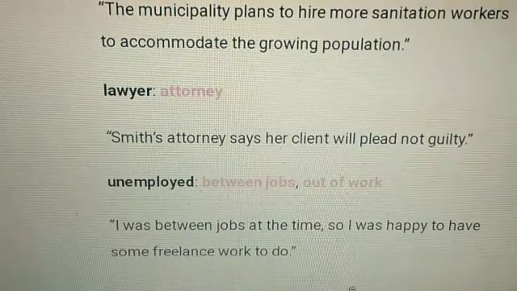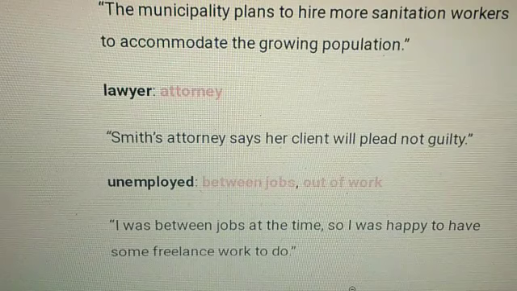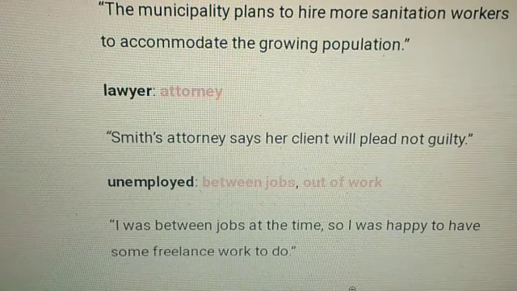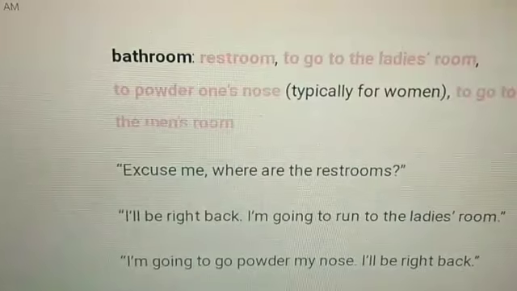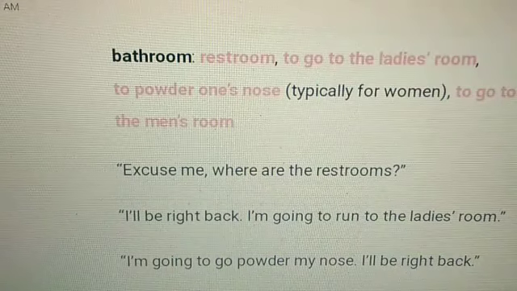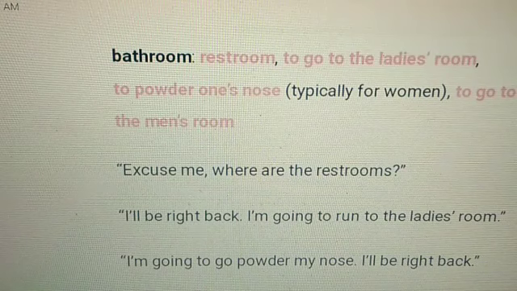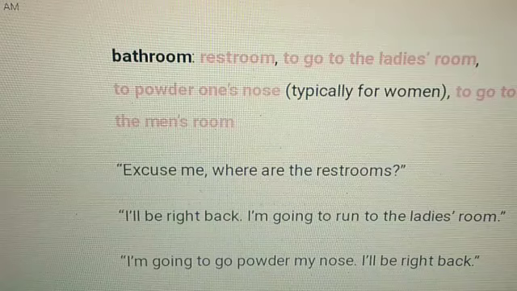Unemployed, between jobs, out of work. I was between jobs at the time, so I was happy to have some freelance work to do. For bathroom, we use restroom, to go to the ladies' room, to powder one's nose, typically for women, to go to the men's room. Excuse me, where are the restrooms?